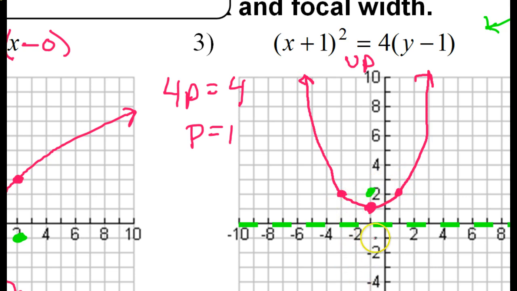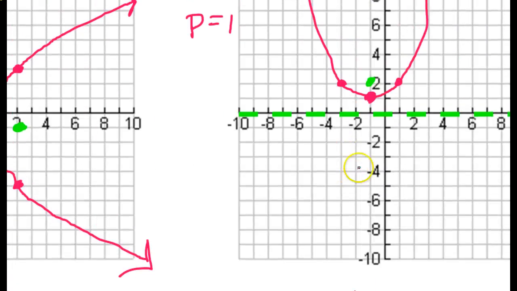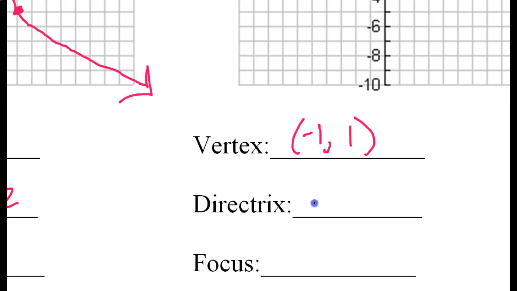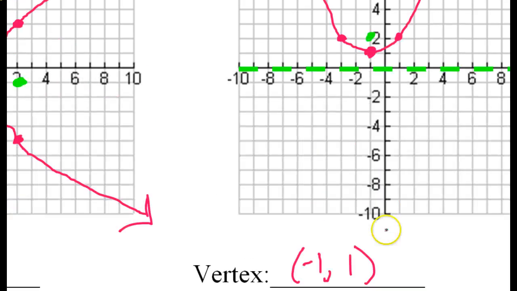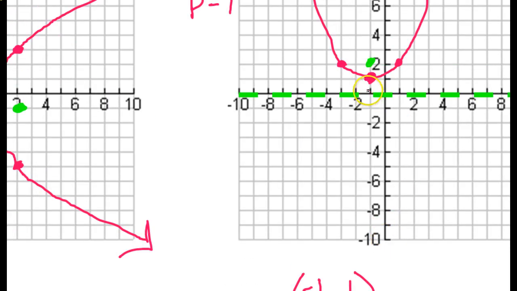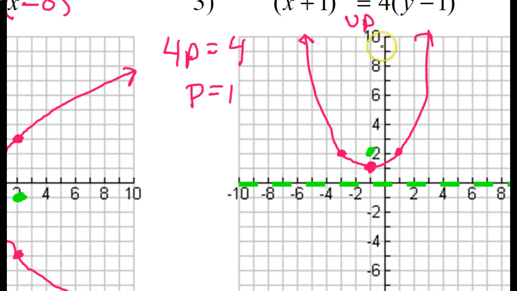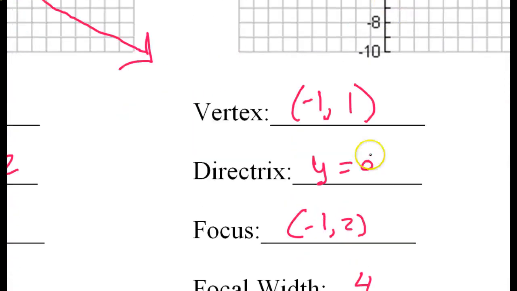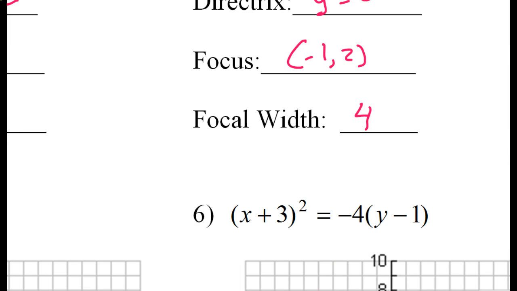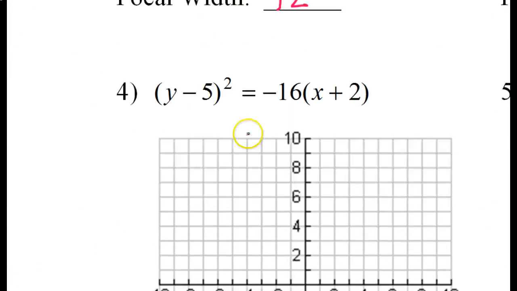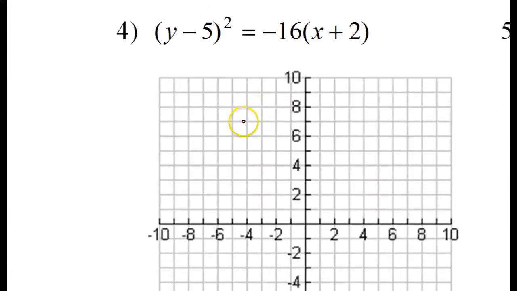Okay, pretty good. Let's see, so the directrix is actually y equals 0. The focus is -1, comma 2. And the focal width, I believe, was 4. Yep. All right, so that was it for number 3. Look at number 4.